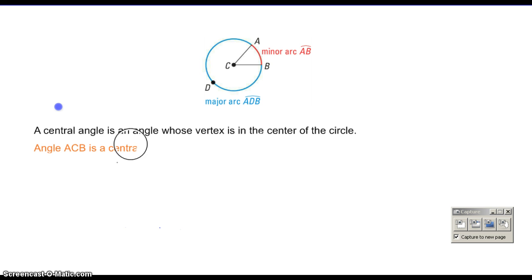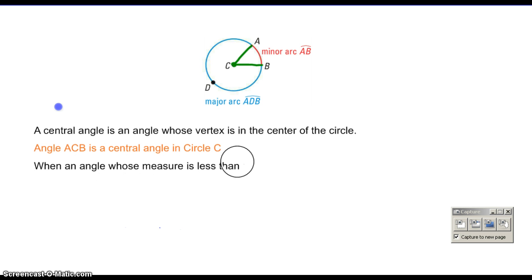So angle ACB is a central angle in circle C. We outline here, my vertex is in the center of the circle, so it makes it a central angle. You can think of it as a slice of pizza.